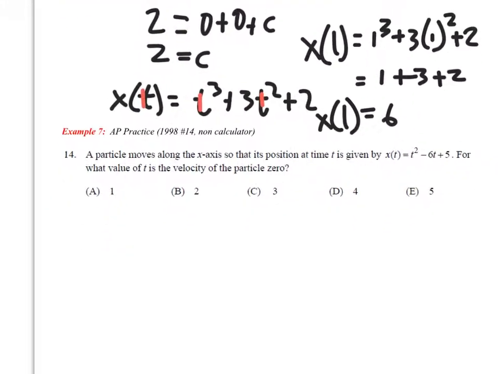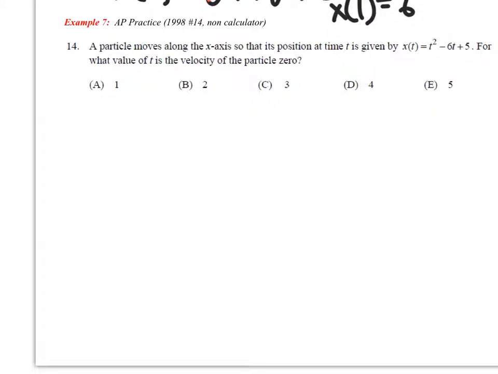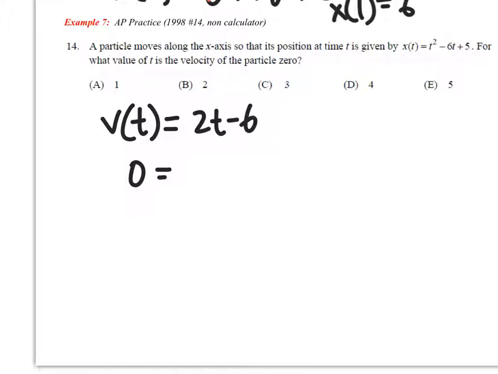Alright, let's look at another one. Ooh, way back to 98. A particle moves along the x-axis, so its position at time t is given by that. For what value of t is the velocity of the particle 0? So this is not an integration problem, this is a differentiation problem. So that would be 2t minus 6 is the velocity function. Therefore, we want to know when our velocity, or our derivative, would be 0.